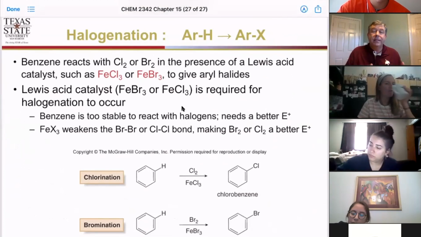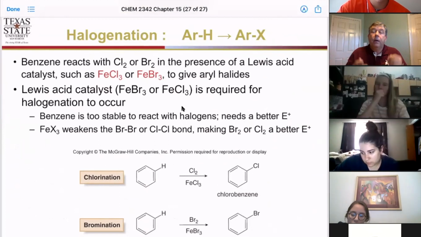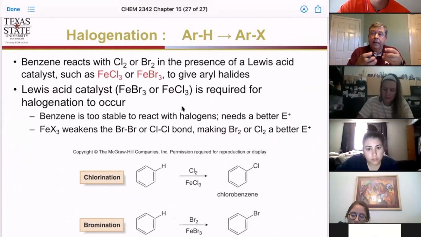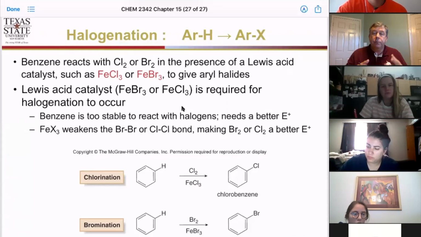We're going to take our benzene ring and add a chlorine or a bromine to it. Now, the bond between two chlorines is nonpolar because they both have the same electronegativity, the same for bromine. So we want to use something to polarize that bond. And to polarize that bond, we're going to use a Lewis acid catalyst. In the case of chlorine, we want to use ferric chloride, or FeCl3.